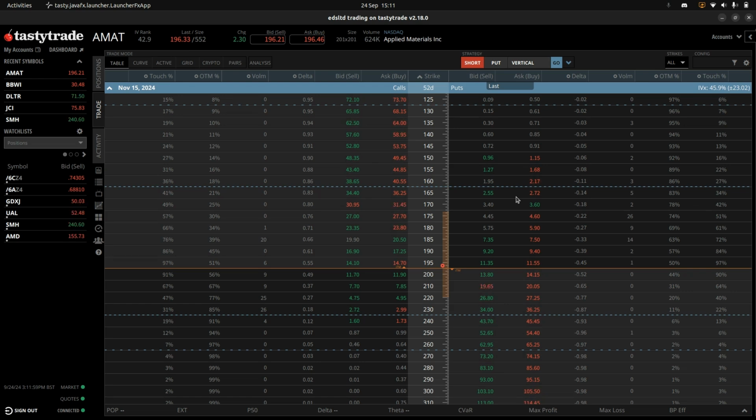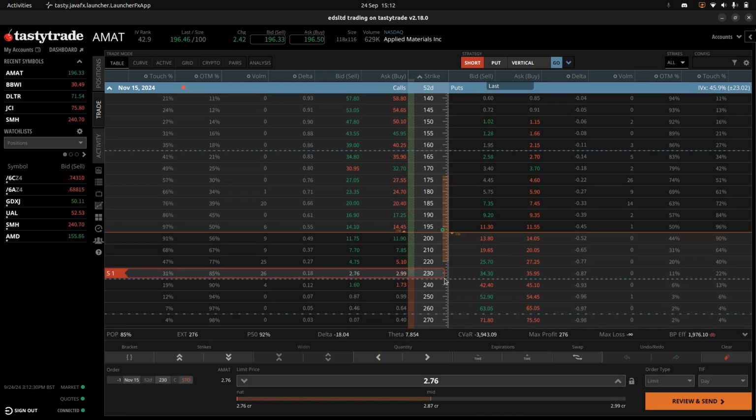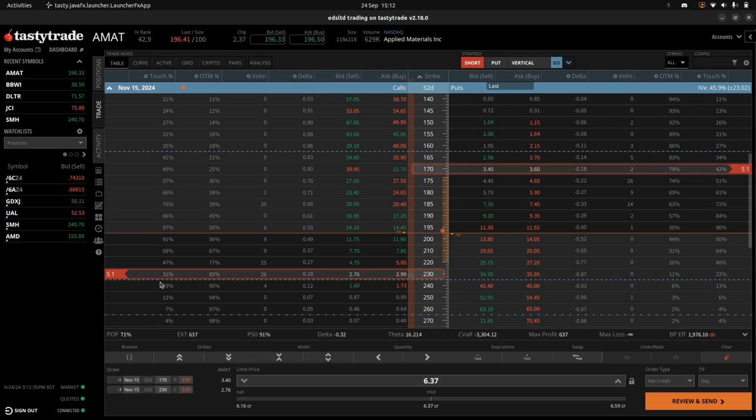So we're going to be writing options contracts, which means we want our contracts to expire worthless. We want them to have no value on them at expiration. So our best chance of that happening is to sell some contracts outside of what the expected move is. I personally like to sell contracts at somewhere between 16 and 20 delta. So over here we've got 18 delta on the call side at the 230 strike, and we've also got an 18 delta on the put side at the 170 strike.